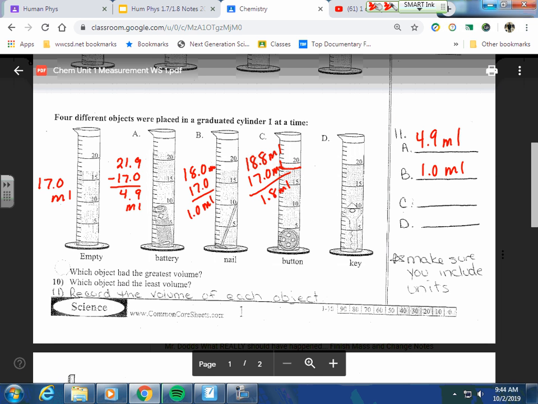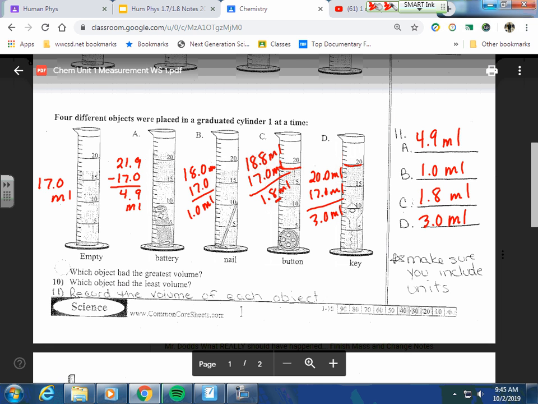Okay, so we're going to have differences in there because this number is an estimate. My estimate might be different than yours. That doesn't mean you're wrong. All right. And then, so 17 milliliters with no object in it. Put an object in, and it looks like right at 20. So 20.0. It was at 17.0. That's a difference of 3.0 milliliters. So it would have a volume of 3.0 milliliters.